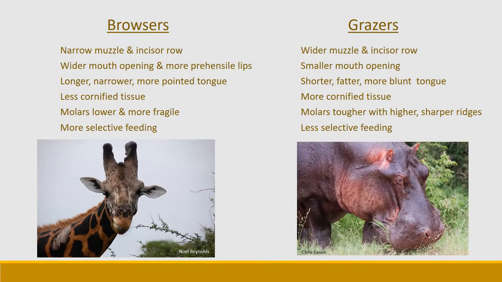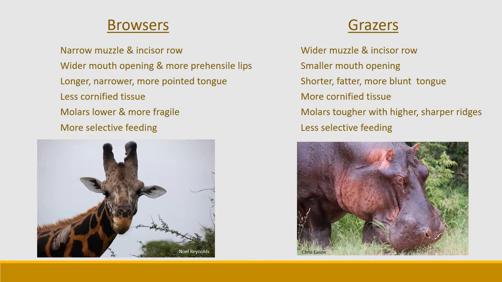Okay, so we've talked about the digestive system, but we also should think about harvesting. When we look at the head of a browser and a grazer, they look different because we talked about how the shapes of those two different kinds of plants tend to be different. So if you're trying to get little nutritious bites of leaves interspersed with spines or stem material, you need a long, thin muzzle. Like this giraffe, which is a big animal but has a long, thin face, very narrow incisor breadth.